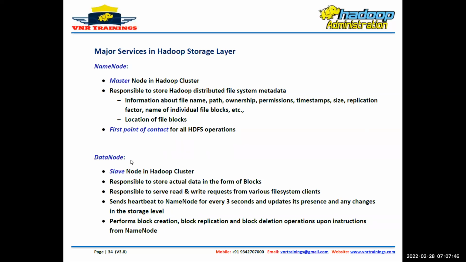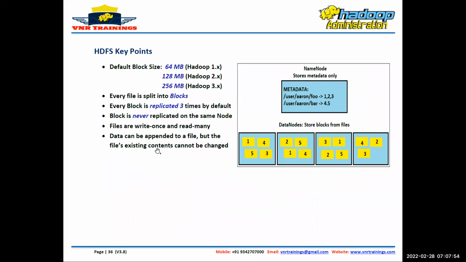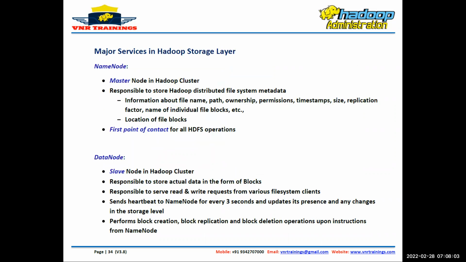What is name node and what is data node. After that, how the file is stored in a Hadoop cluster. Then the key points. These are the different things we saw last week. Any questions on these three?